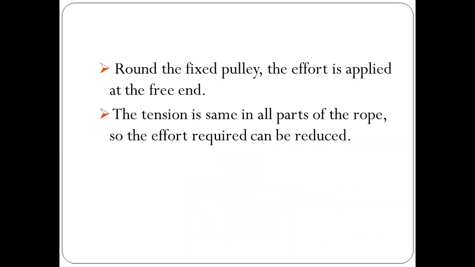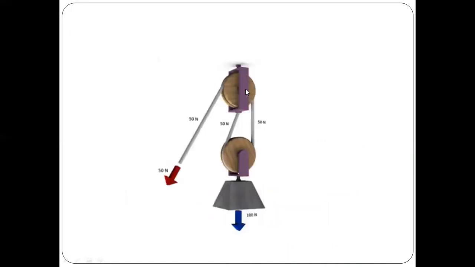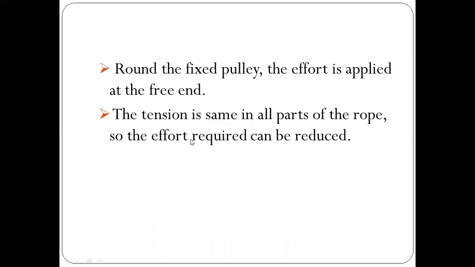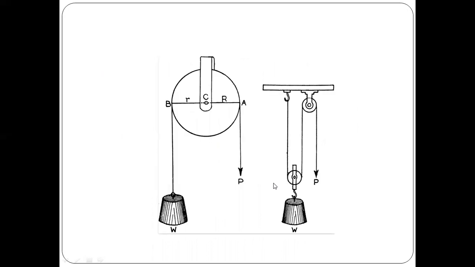So here, as we can see, around this fixed pulley, here on the free end of the rope, the effort will be applied. The tension is the same in all parts of the rope, so the effort required can be reduced. So here the tension is the same throughout the rope, so the effort required to lift this weight would be less. Here this is the fixed pulley and this one is the movable pulley.